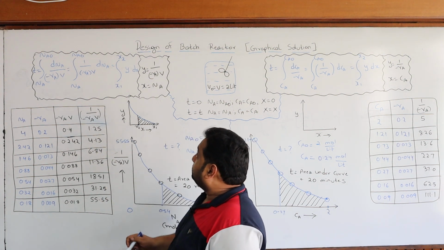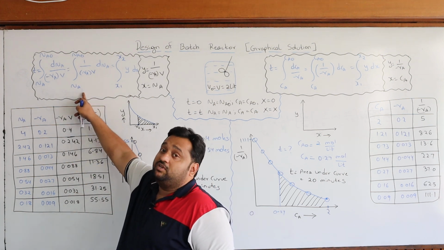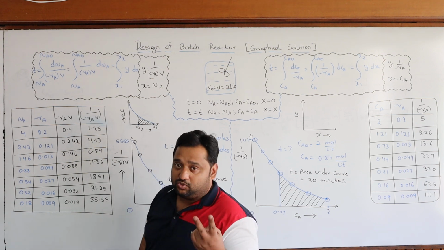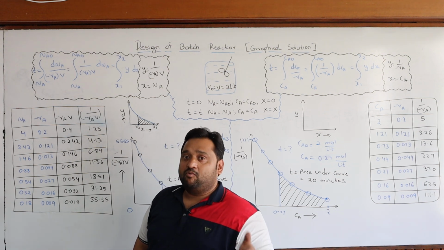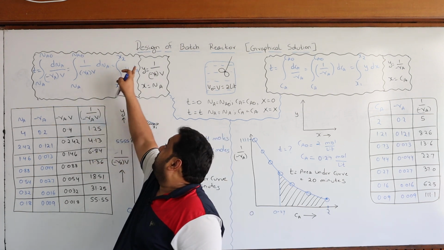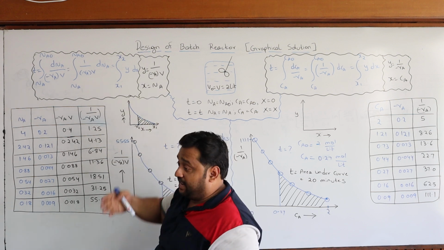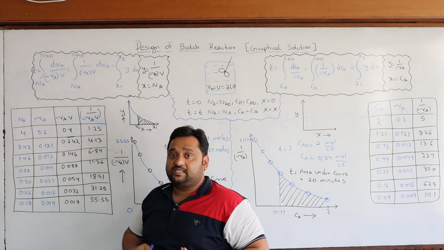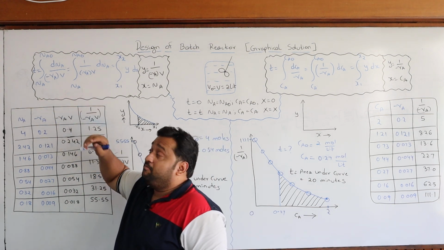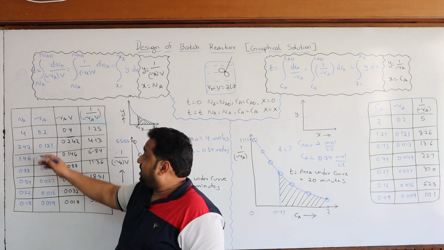That means you should know what x is, here it is moles, and what y is, 1 by minus rA times V. You should know these two things to plot the graph. One is the y axis, one is the x axis. 1 by minus rA times V is my y axis, and NA, that means moles, is on the x axis. Finally, if you plot a graph, the area under the curve will give you the time, because time is nothing but the integral of y dx. So, these are my experimental data.